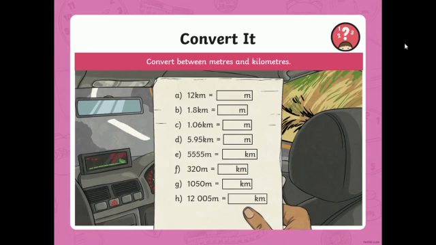So hopefully you didn't find those too tricky. Just got to be careful with those zeros in a couple of them, especially C there. So 1.06 kilometres is 1,060 metres, and then G, 1,050 metres is 1.05 kilometres. Just got to be a little bit careful with those ones.